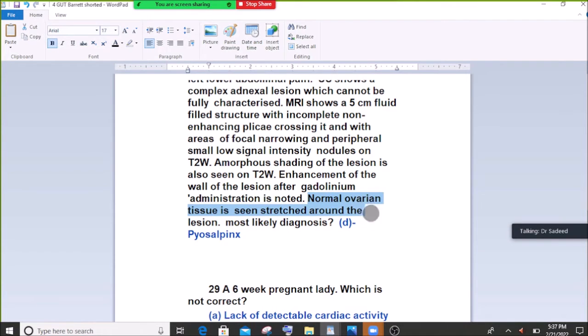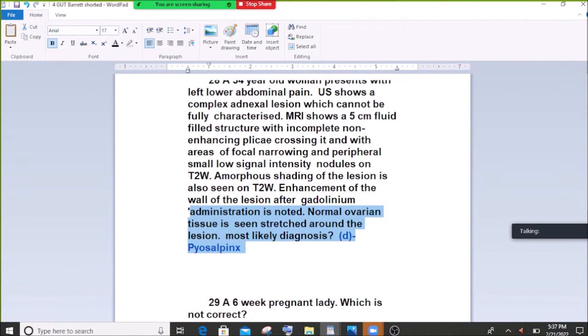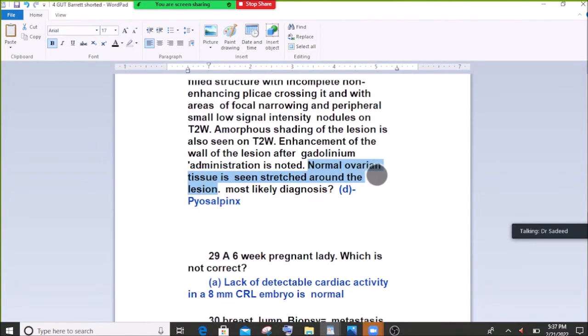Now, ovarian tissue is seen stretched around the lesion, mostly diagnosed by sampling. Now, ultrasound shows a complex adnexal lesion which cannot be fully characterized, and then MRI shows a 5 cm fluid structure with an incomplete septum crossing it. So this denotes a paratubal cyst, and no ovarian tissue is seen stretched around the lesion, so hydrosalpinx.